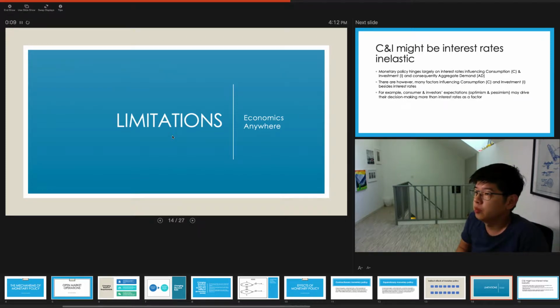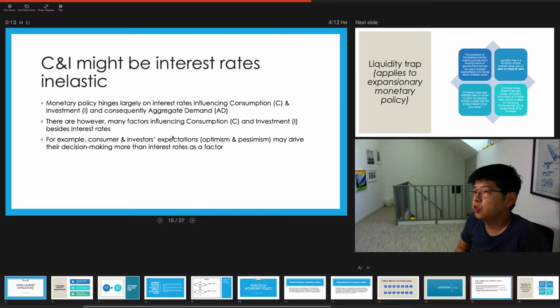Let's now look at the limitations and trade-offs of monetary policy. The first limitation of monetary policy is that consumption and investment might be interest rate inelastic. Interest rate inelastic means that consumption and investment are not responsive to interest rate changes. Now, why is this a limitation?